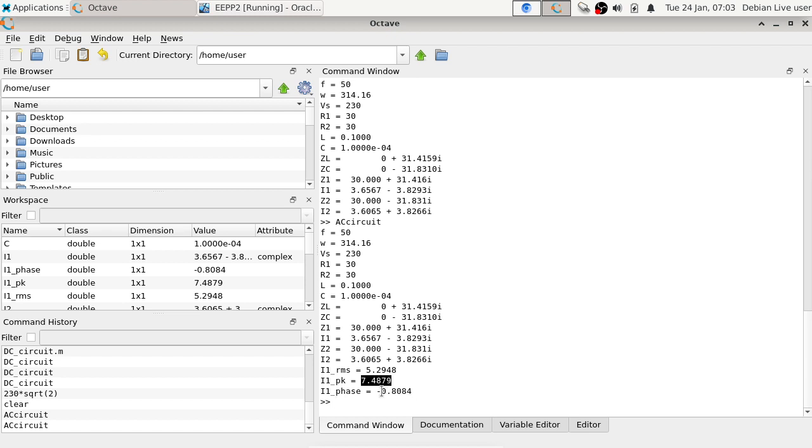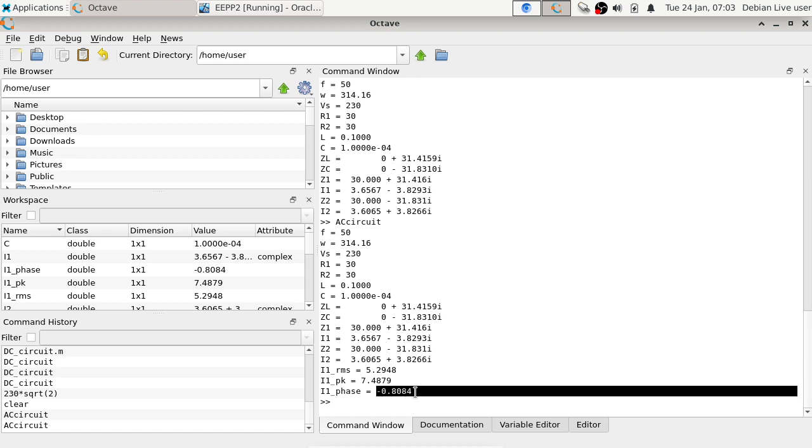So I1 phase, sorry, excuse me, I have that the wrong way around. The phase angle is negative if the phasor is lagging behind. So I1 has got a negative phase, meaning that its peak arrives after the peak in the reference phasor, which is the voltage source in this case. So that's correct that we have a negative number there.